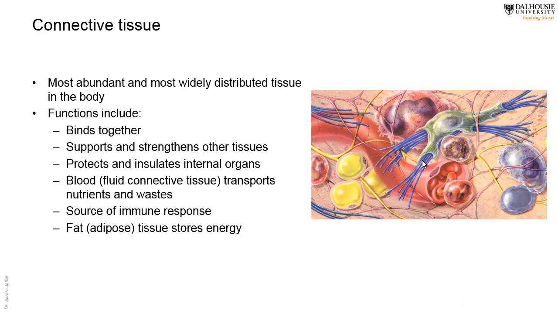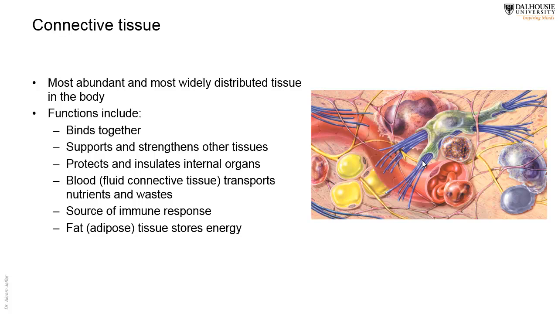And in fact, the connective tissue is the most abundant type of tissue that is present in the body. It is almost present everywhere in the body, and the function includes binding together, as the name indicates, connective tissue. So it connects and binds, and also it supports other tissues and strengthens other tissues. For example, we have seen the basement membrane with the reticular lamina. It supports the epithelial tissue, for example. And also it protects and insulates the internal organs.